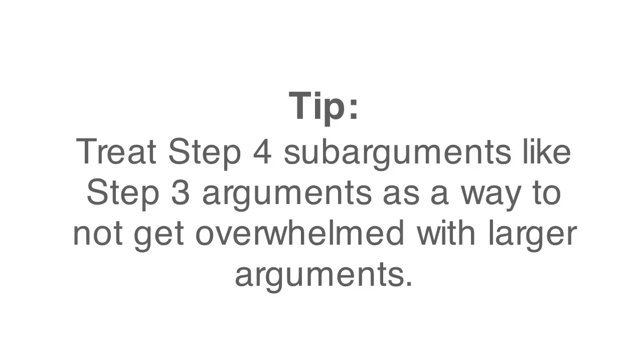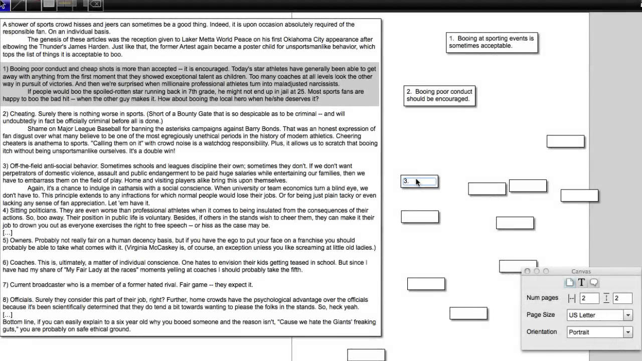So I can pretend that the paragraph that's numbered number 1 is a step 3 argument. Let's just take the time to go ahead and diagram it. I know it's a sub-argument. I know that it's not going to be the entirety of the argument, but if I think about it as a step 3, it might make it a little bit easier. Okay, so what premises does this author give to show me that booing poor conduct should be encouraged?